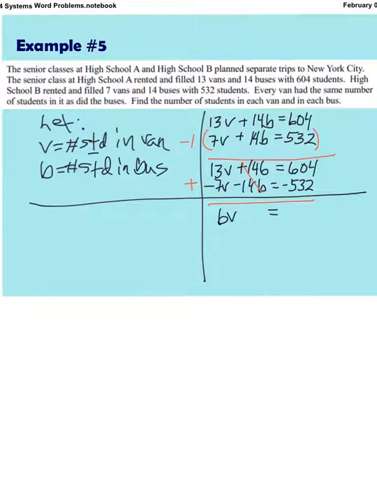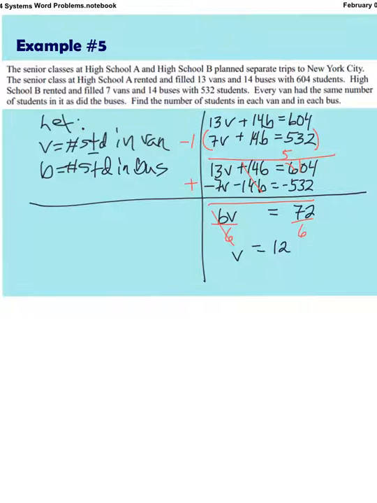And then if I subtract 2 from 4, I get 2. And then I'm going to borrow 1 from 6, add it to the 10. So 10 minus 3 is 7. And so I get 6V, that's not a B, that's a 6V is equal to 72. So then I'm going to divide both sides by 6. And the number of students in a van is going to be 12.